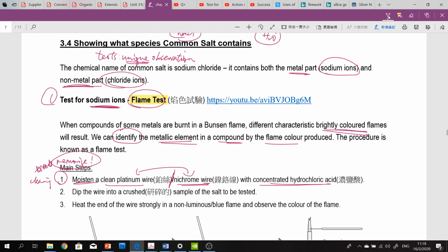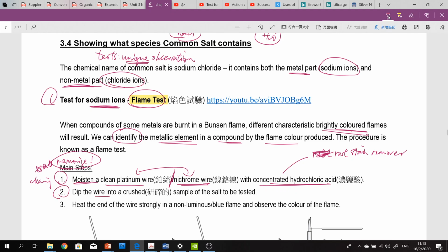Concentrated hydrochloric acid in daily life is mainly used as a rust stain remover. You know that rust is something brown, but it is not so water soluble. Now you apply some concentrated hydrochloric acid, and you may remove that. So this is one of the uses of concentrated hydrochloric acid. You are going to dip the wire in, and this time it is used to clean the nickel wire or platinum wire.